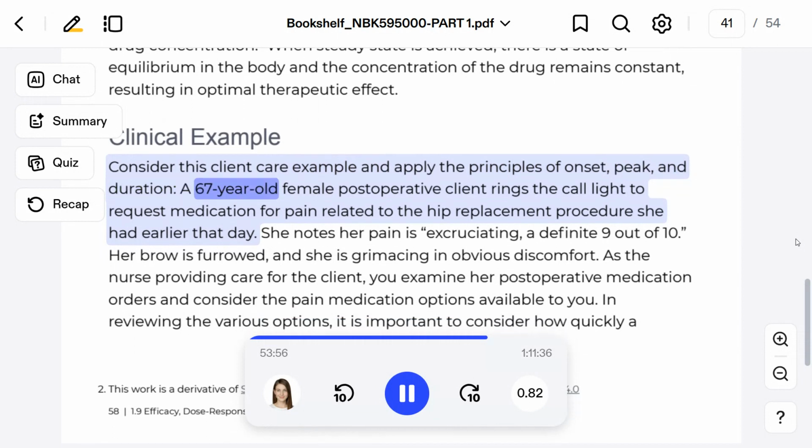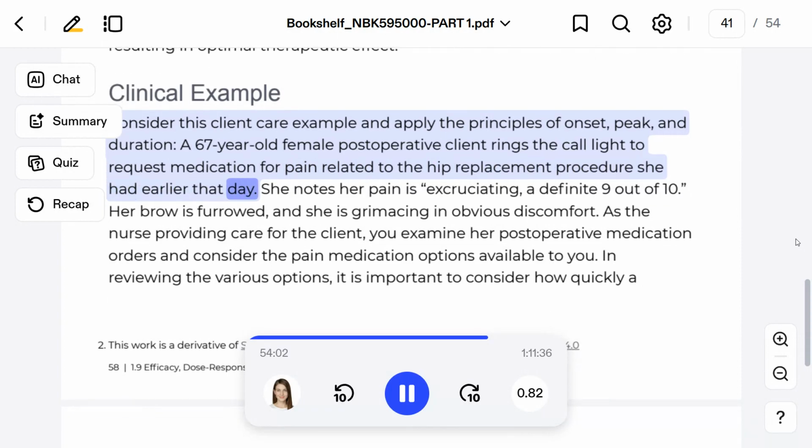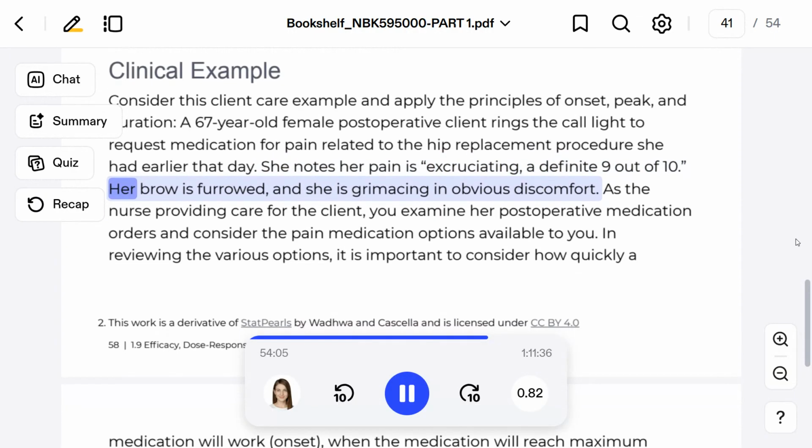A 67-year-old female postoperative client rings the call light to request medication for pain related to the hip replacement procedure she had earlier that day. She notes her pain is excruciating, a definite 9 out of 10. Her brow is furrowed, and she is grimacing in obvious discomfort.